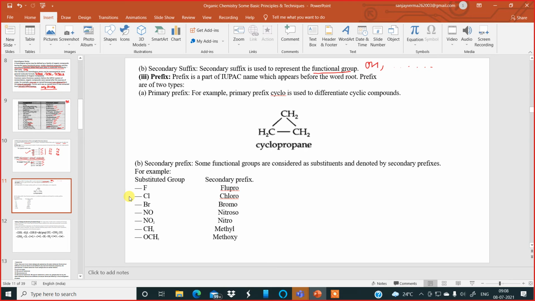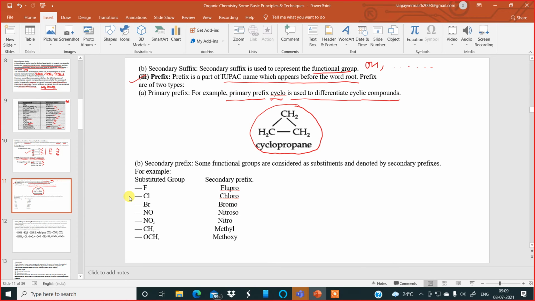The next thing is prefix. The prefix comes before the word root. Now prefix is a part of the IUPAC name which appears before the word root. Prefixes are of two types. For example, primary prefix: it is cyclo, used to differentiate cyclic compounds from acyclic compounds. Cyclic means compounds which have a cycle, like this, cyclopropane. There are 3 carbon atoms, so it is propane, but it is a cycle, it is a ring over there, so it is cyclopropane. It is non-aromatic.